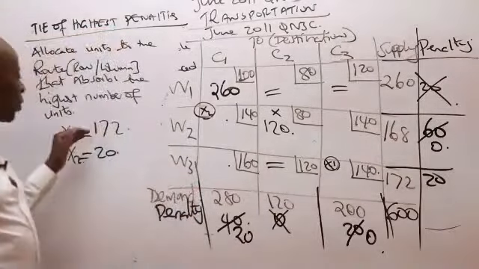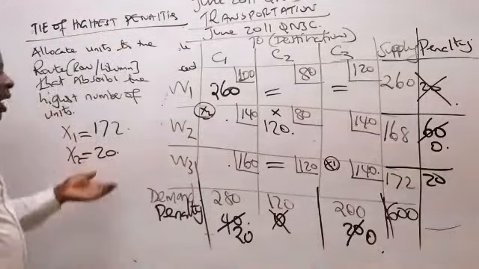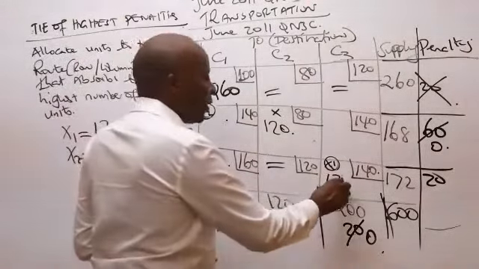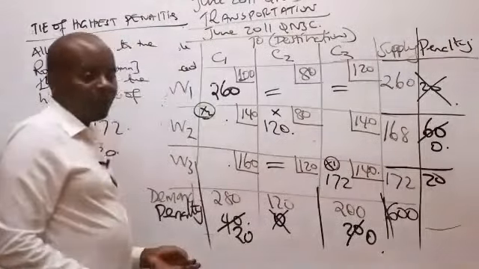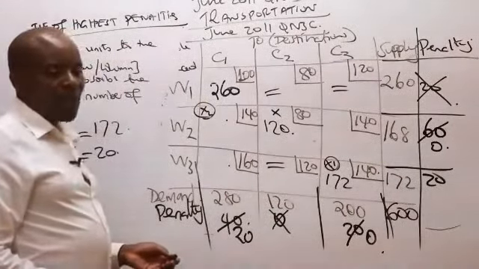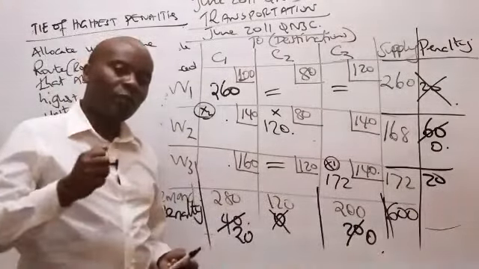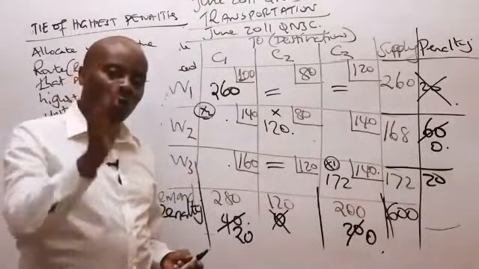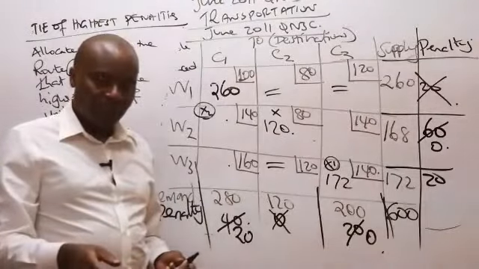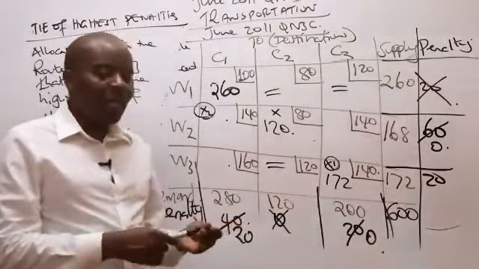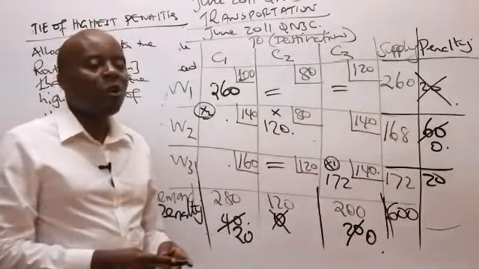So between X1 and X2, of course, X1 is the higher. So first of all, I'll come and put the 172 units there. And remember that anytime you absorb units here, there is the concept of blocking your way. So once we put this 172, we must ask ourselves, is there any total we have been able to meet?